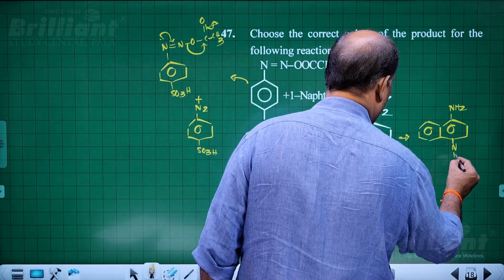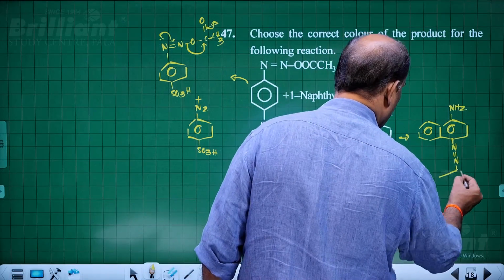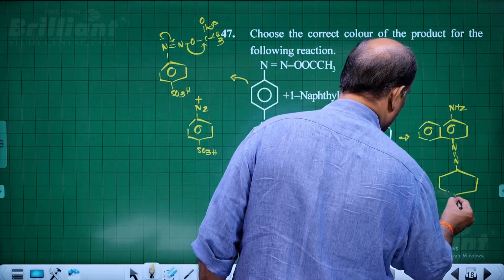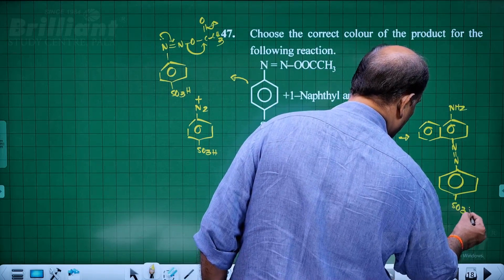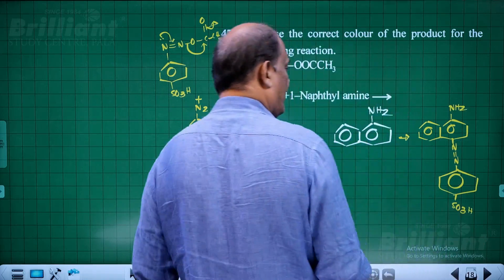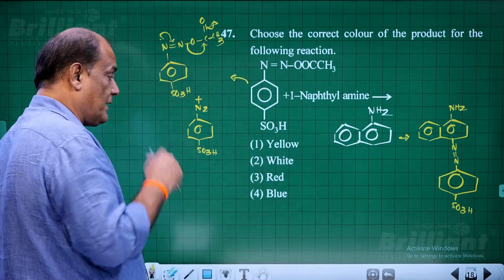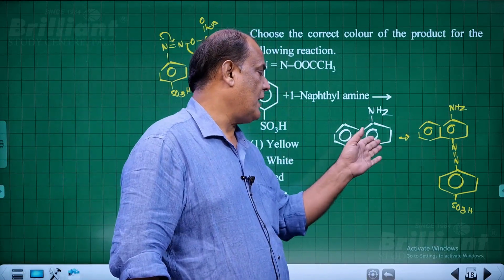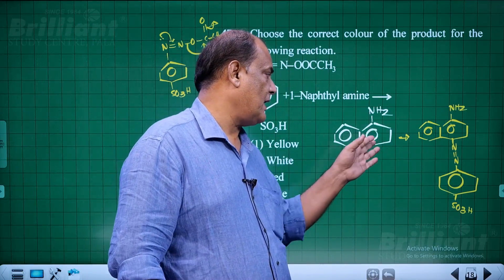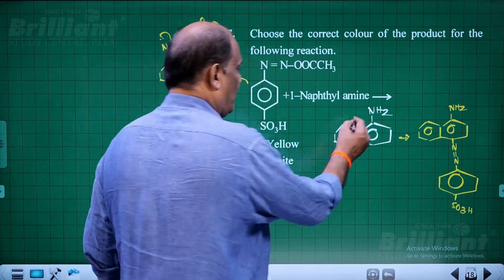Because here, in the other azo coupling reaction, this is formed. In azo coupling reaction, generally the para position is attacked, since there is already a bulky group present. This can attack para rather than this, because the electron repelling group is there.